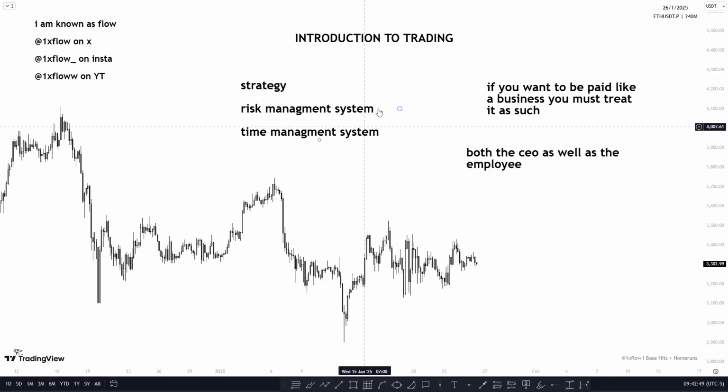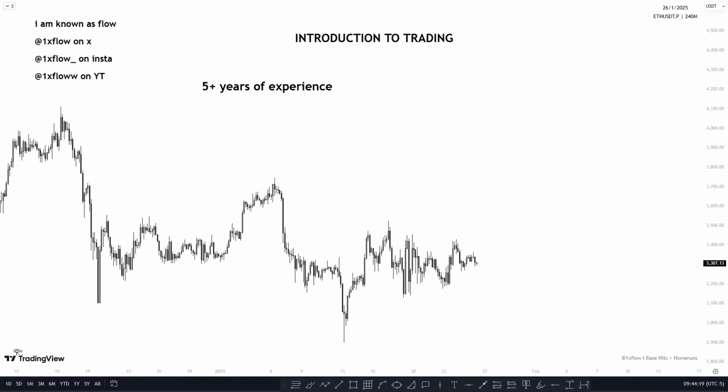So this is understanding what we need. This is our introduction. We have a strategy, a risk management system, and a time management system. And then at the end of the day, all that's going to follow through is just execution. So if you find something that is mathematically proven over time that is comfortable for you to trade, then stick with that. As a trader with over 5 years of experience, those are the biggest and most important things for you to be able to find profitability just starting out in trading.